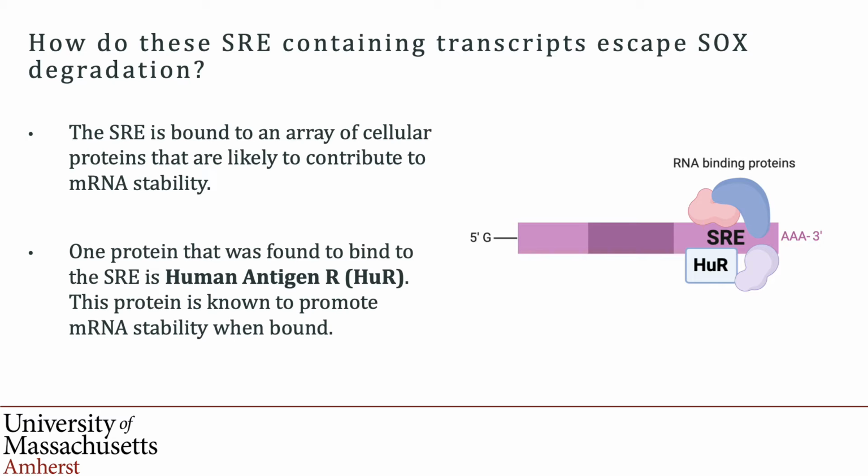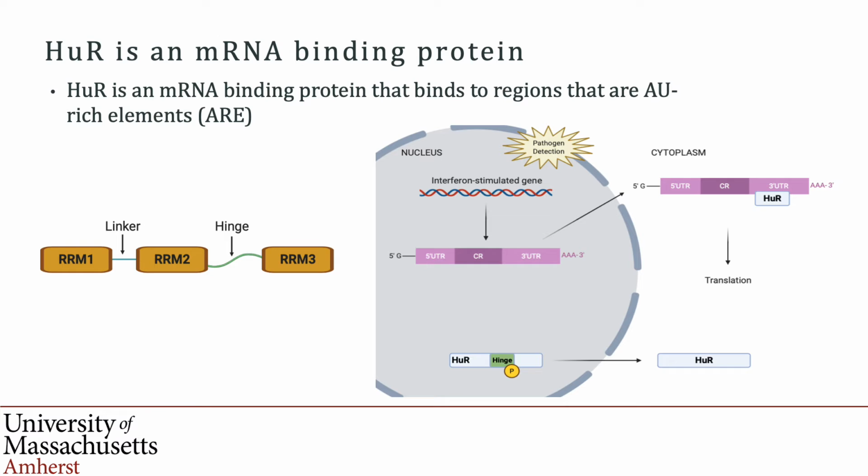My project focuses on one of these proteins, which is human antigen R, also known as HuR. This protein is known to promote RNA stability when bound. HuR is an mRNA binding protein that is known to bind to regions on RNA transcripts that are AU-rich elements. On the left is a depiction of the organization of HuR and its domains.